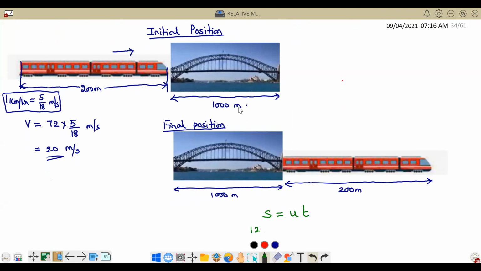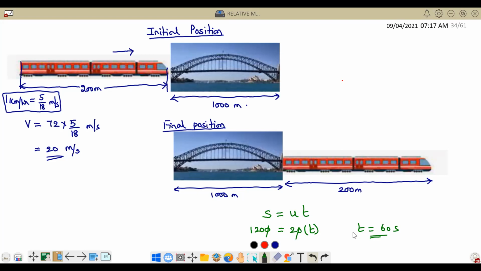It is not 1000 meters. That part you have to be careful. With what speed is it traveling? 20 meters into time t. So therefore, time is equal to how much? 60 seconds, sir. Meters per second. So therefore, the answer also you'll get in 60 seconds.